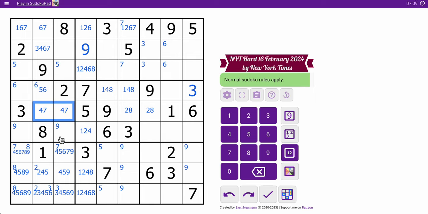Let's see. 2, 3, 4, 7, 8. So I need 1, 5, 6, and 9 for the remainder of box 4. Well, those aren't 6, but those are 2/3 of 159. Interesting. Okay, and this is 1, 5, or 6. It can't be 9, because I've corner marked 9 in one of two spots.